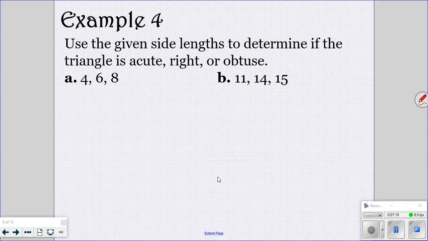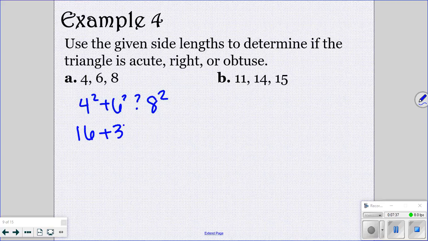So we want to use the given information to determine if they're acute, right, or obtuse. So the biggest one is 8. So 4 squared plus 6 squared. How does that relate to 8 squared? We know they're probably not going to be equal, although they could be. 16 plus 36, and then 64. So 16 plus 36 is going to equal 52, and that is less than 64.